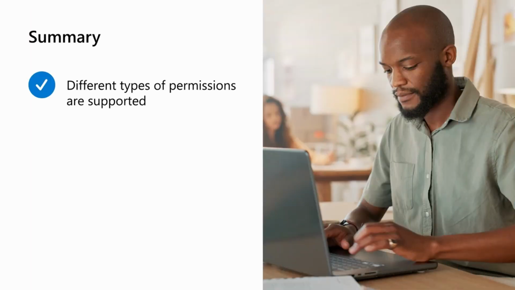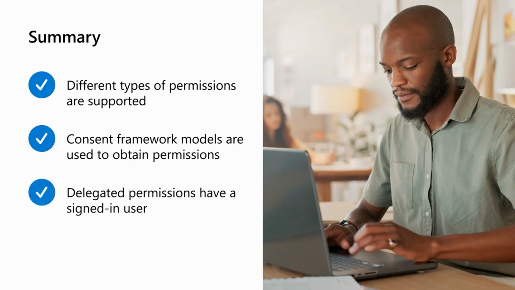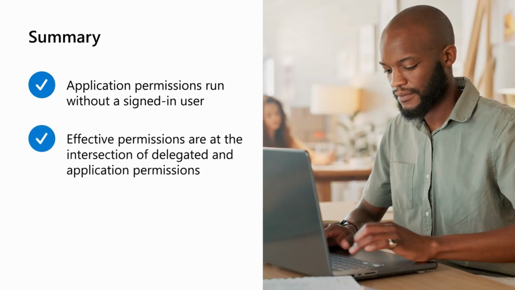In this video, you learned the different types of permissions supported in Azure AD applications. You also learned about the different consent framework models and how they're used to obtain permissions from users for use in custom applications. You learned that delegated permissions are used by applications that have a signed-in user present. Application permissions are used by apps that run without a signed-in user present. Effective permissions are the intersection of the delegated permissions, which have a signed-in user present, and the application permissions, which run without a signed-in user present. Remember that the application can never have more privileges than the signed-in user.